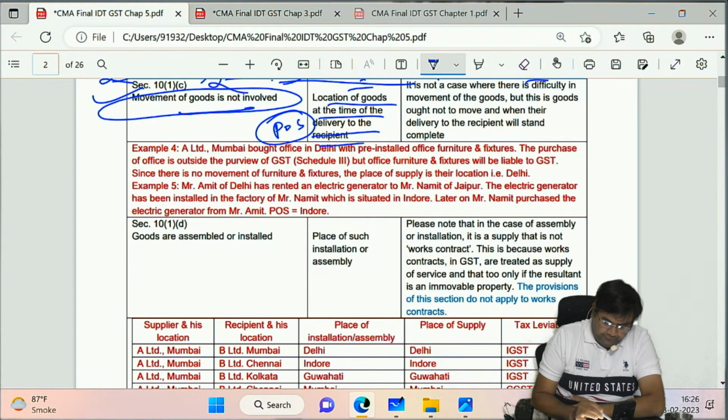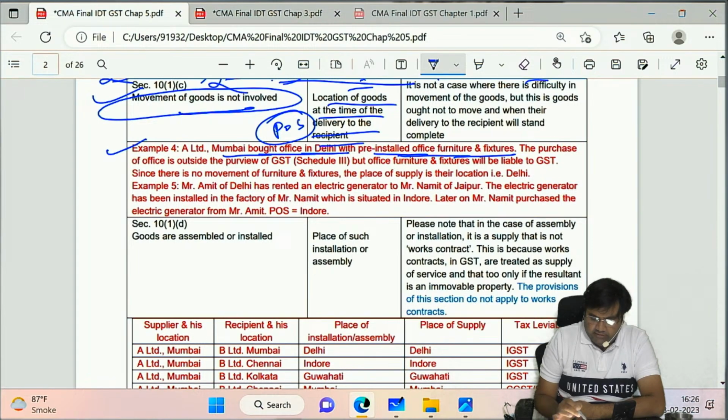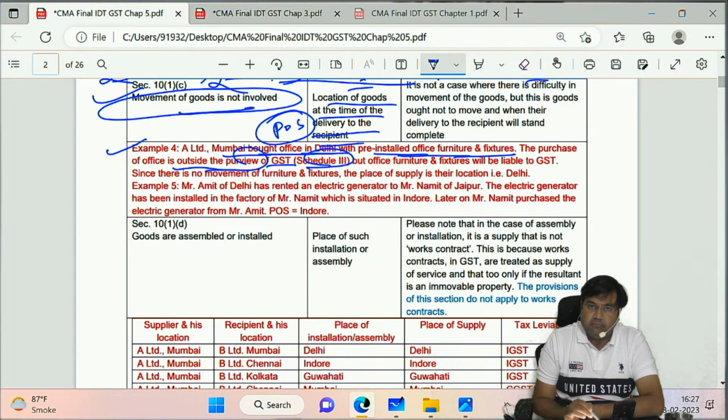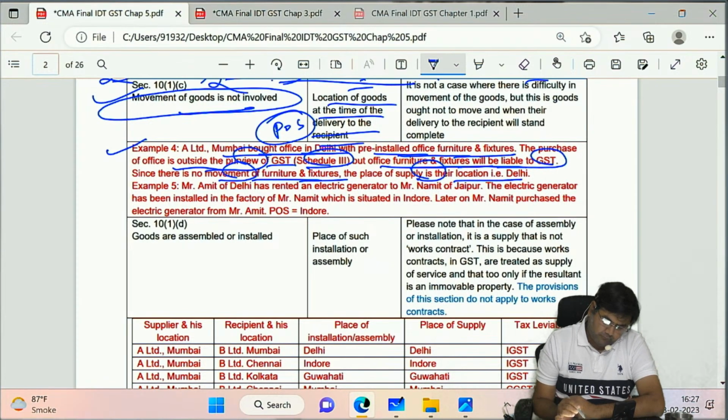Example 4. A Limited, Mumbai bought an office in Delhi with pre-installed office furniture and fixtures. The purchase of the office is outside the purview of GST because of Schedule 3. But the office furniture and fixtures will be liable to GST. Since there is no movement of furniture and fixtures, the place of supply is their location, Delhi.